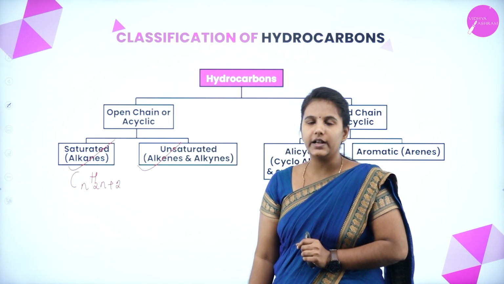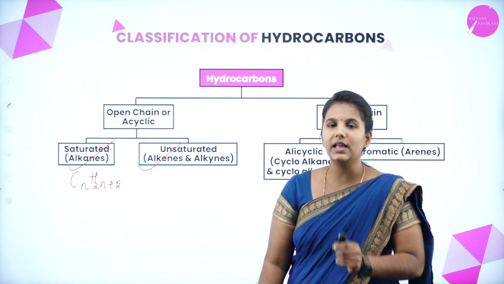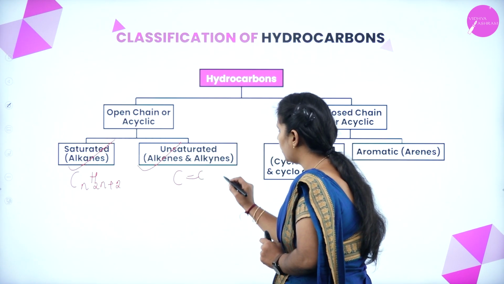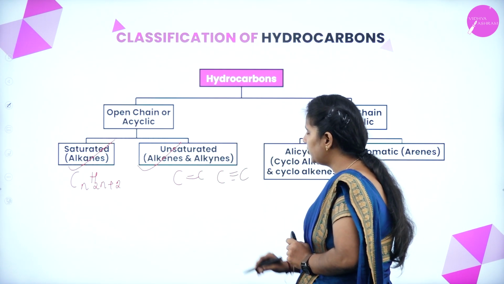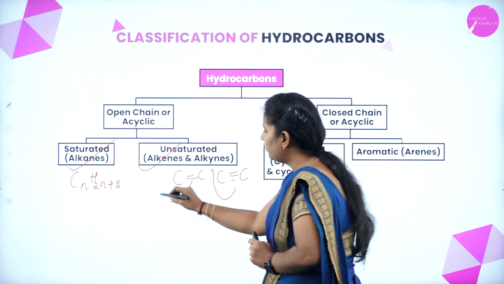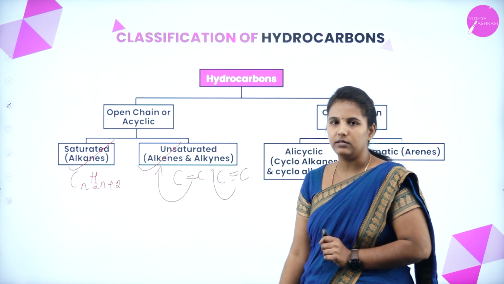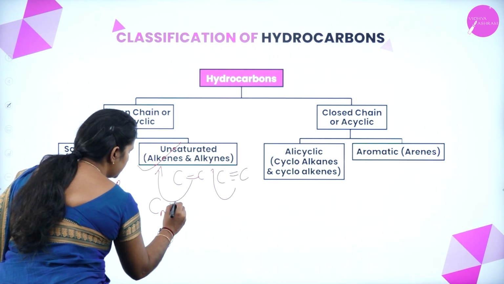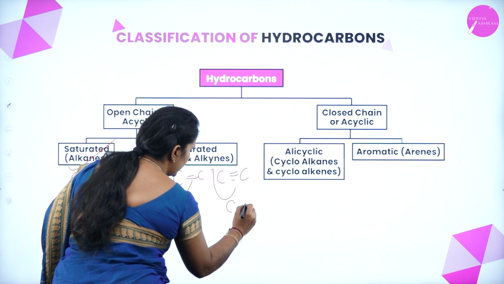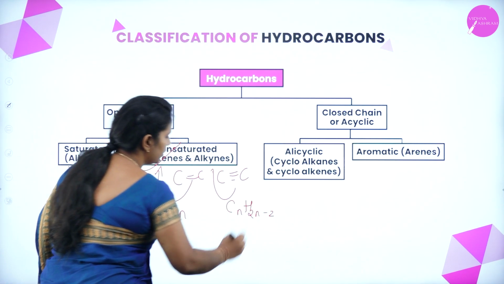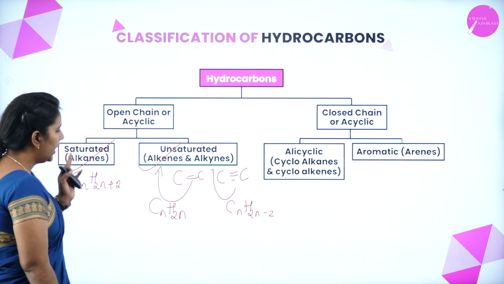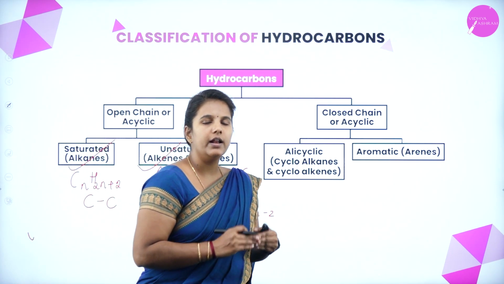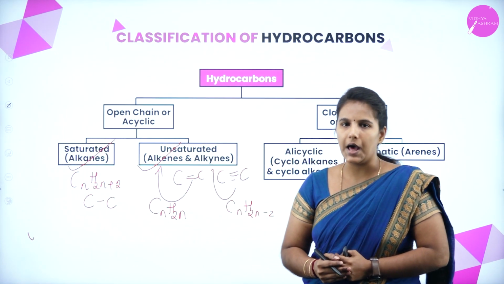Similarly, unsaturated hydrocarbons are alkene and alkyne, which means between two carbon atoms there will be a double bond, and if it is a triple bond we say it is alkyne. If it is a double bond, we say it is alkene. The general formula for alkene is CnH2n, and for alkyne it is CnH2n-2. This is how we can represent the differences between saturated and unsaturated hydrocarbons.